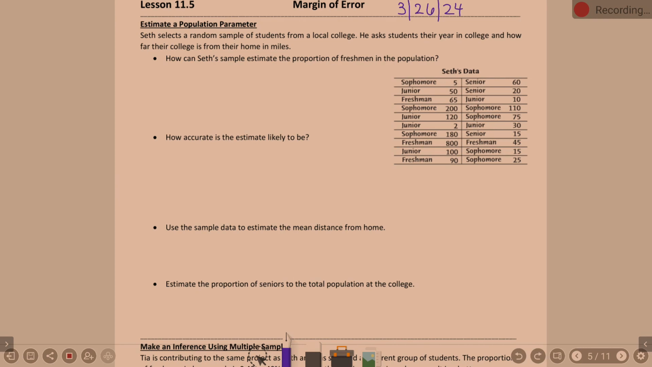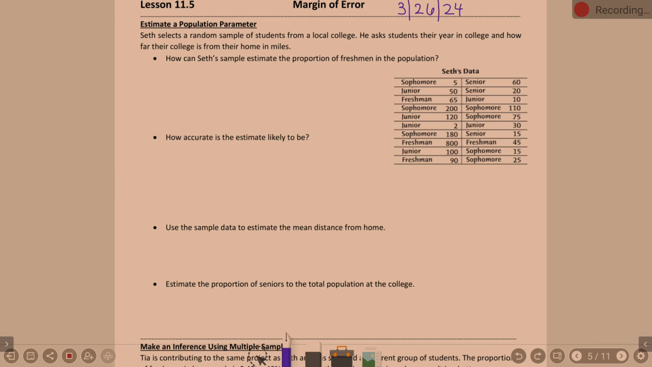Seth selects a random sample of students from a local college. He asks students their year in college and how far their college is from their home in miles. So this chart here is Seth's information. You've got each of the people that he surveyed. He was able to get what class they are, so freshman, sophomore, junior, senior, and then the number represents how far their college is from their home in miles.